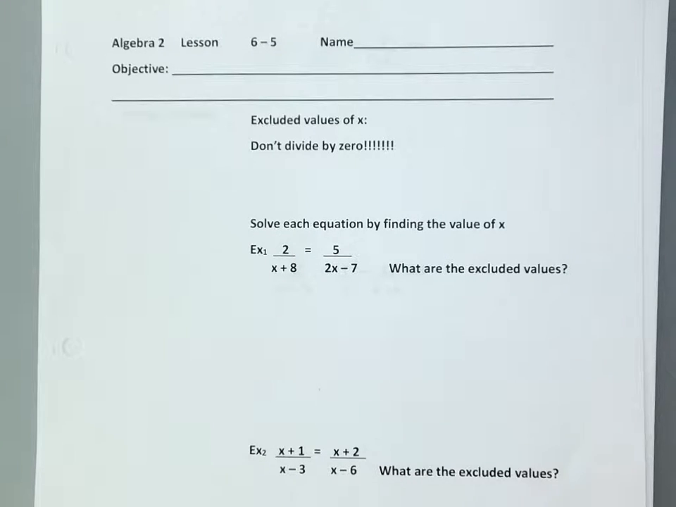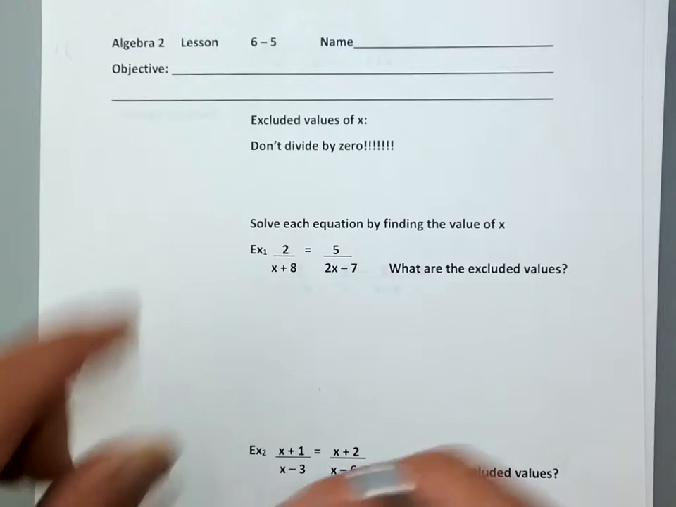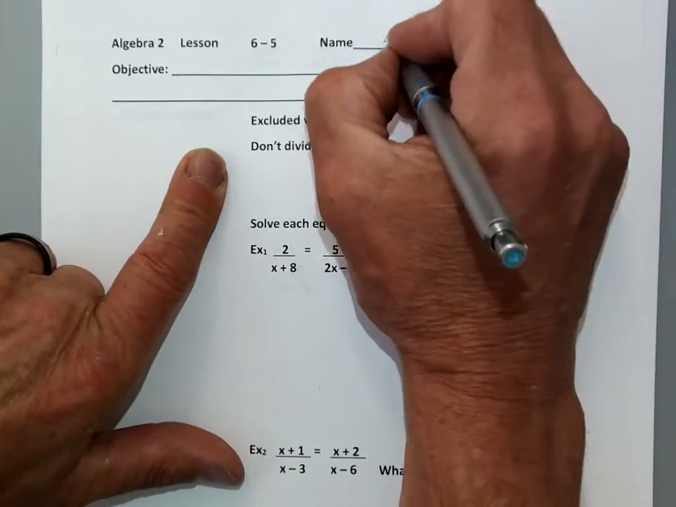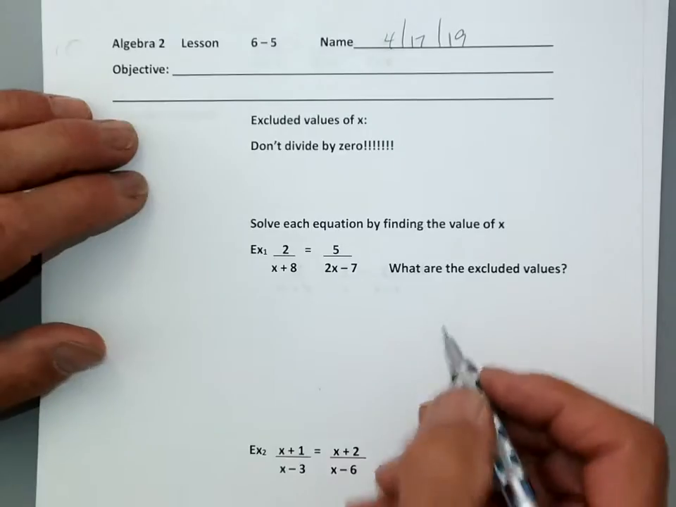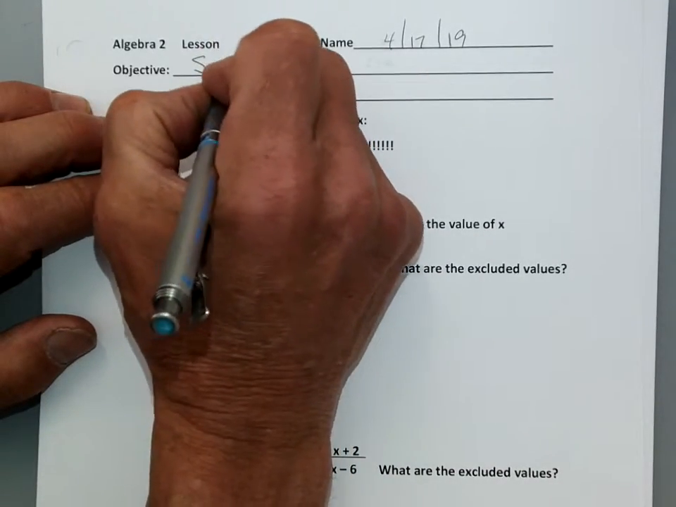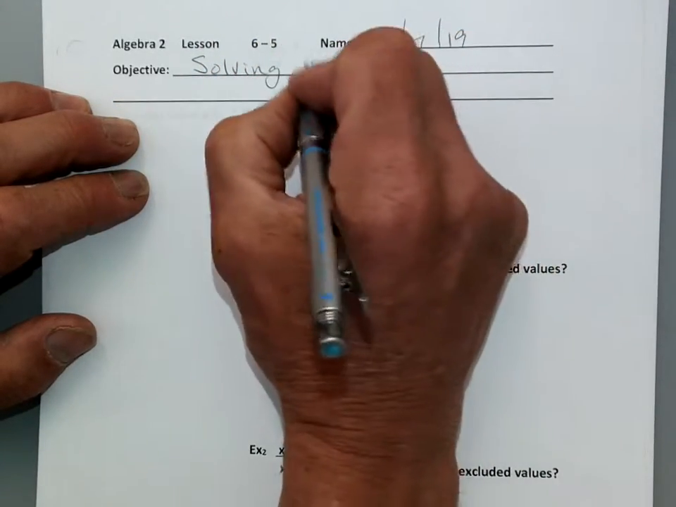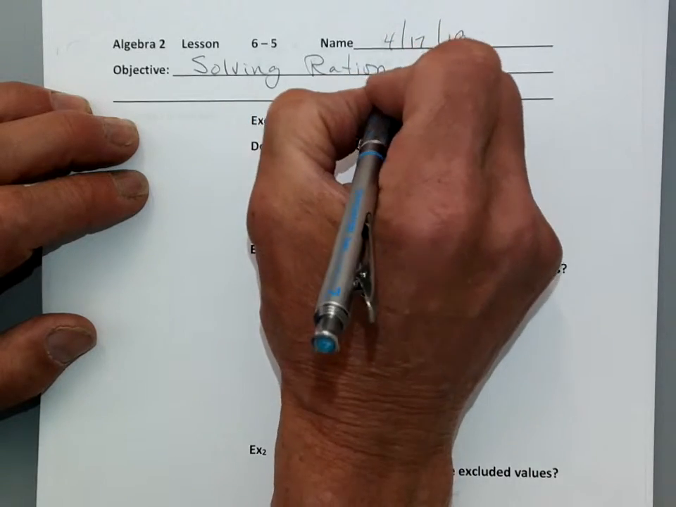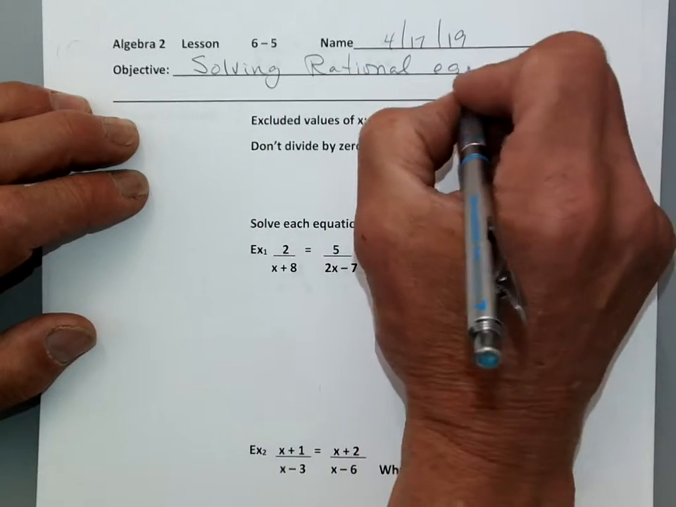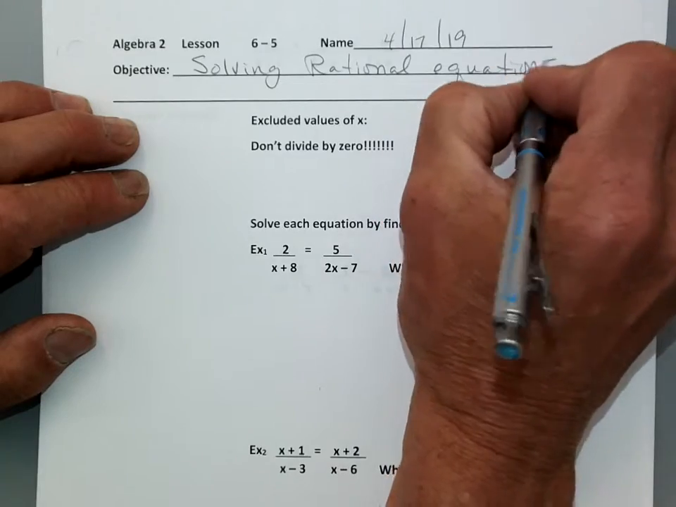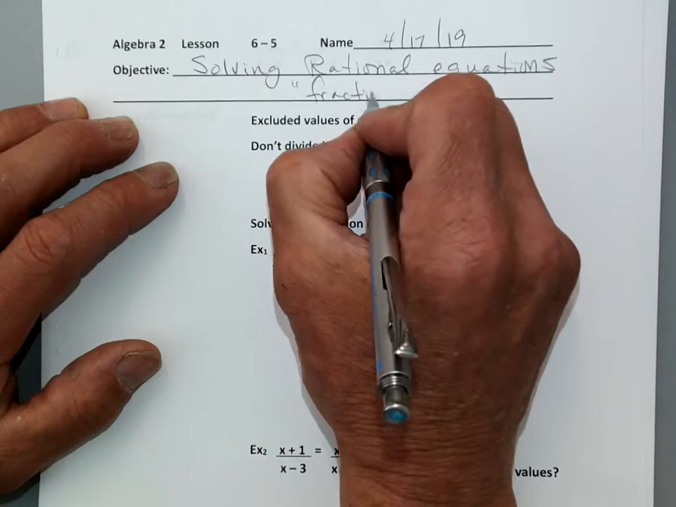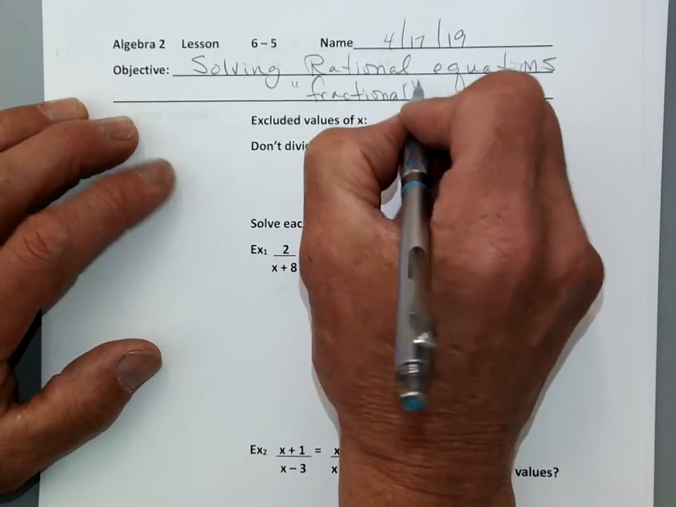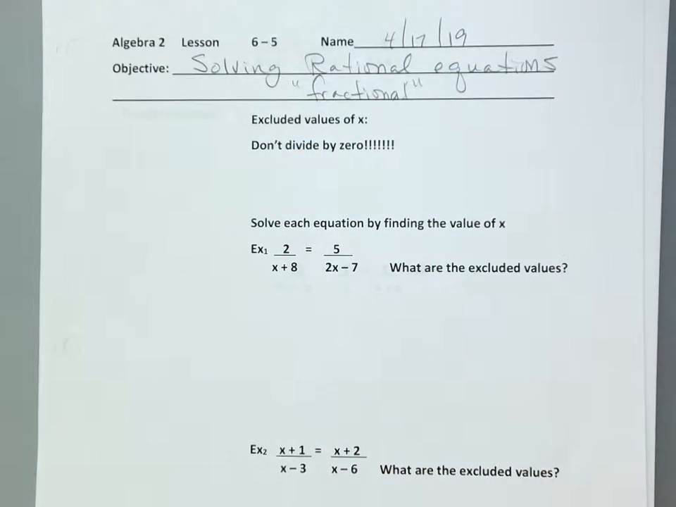Okay, so today we are 4/17/19. Our objective is we're going to be solving rational equations. Now we know rational means fraction. So instead of expressions, now we've got an equal sign, and we need to solve for x, okay?